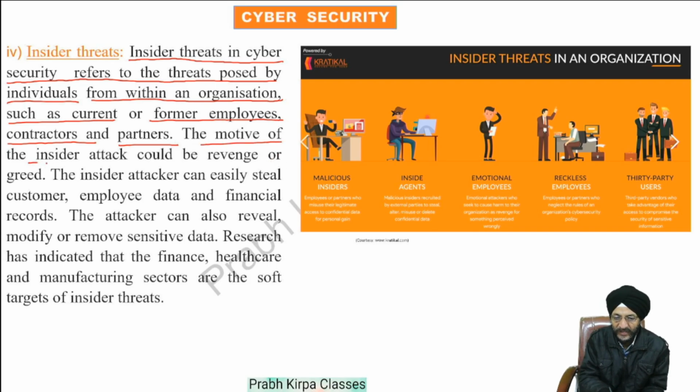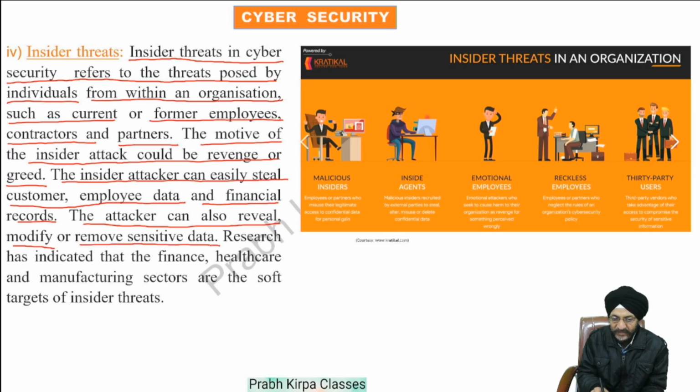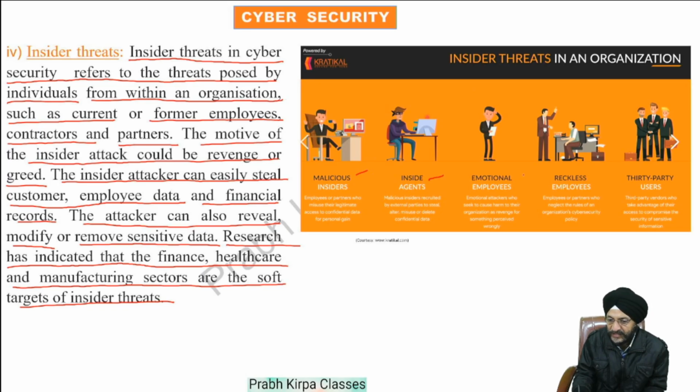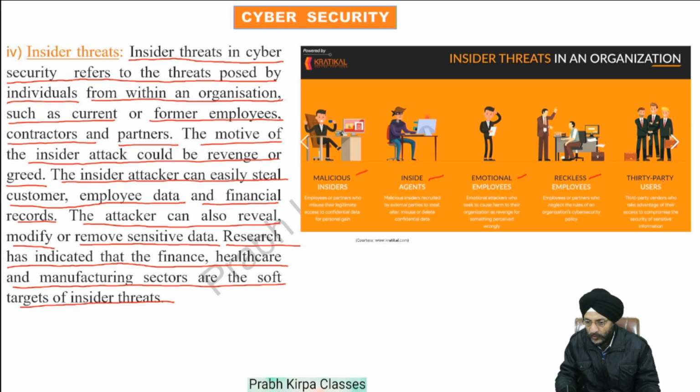The motive of the insider attack could be revenge or greed. The insider attacker can easily steal customer or employee data and financial records. The attacker can also reveal, modify, or remove sensitive data. Research has indicated that finance, healthcare, and manufacturing sectors are the soft targets of insider threats. You can see here that insider threats are caused by malicious insiders, inside agents, employees who are emotional or reckless, or negligent employees, or third party vendors who perform some services on behalf of the organization, for the organization.